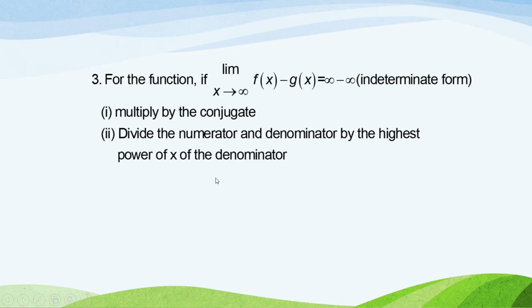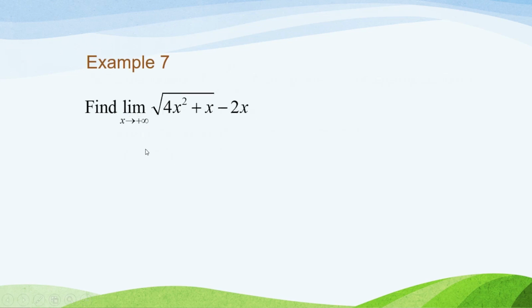For the function, if the limit of f(x) minus g(x) as x approaches infinity equals infinity minus infinity, we call this an indeterminate form. So we must multiply by the conjugate and divide the numerator and denominator by the highest power of x of the denominator. Example 7: find the limit as x approaches infinity of the square root of (4x squared plus x) minus 2x.